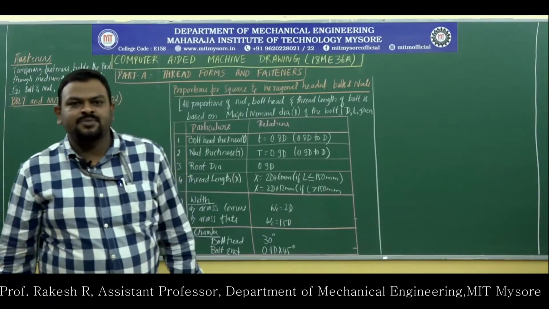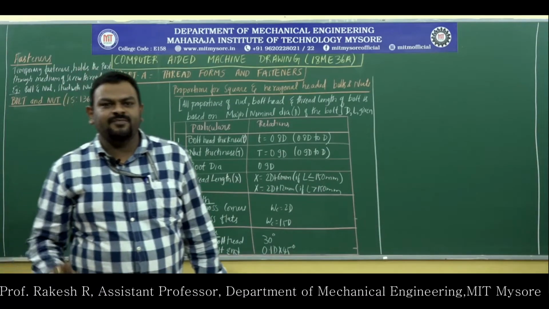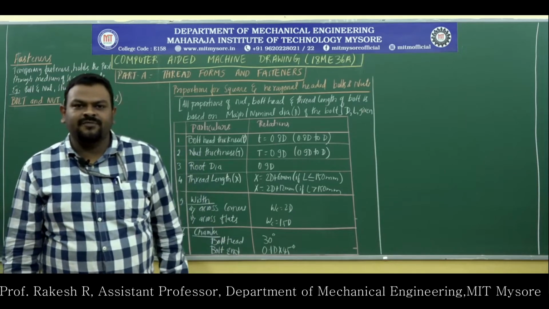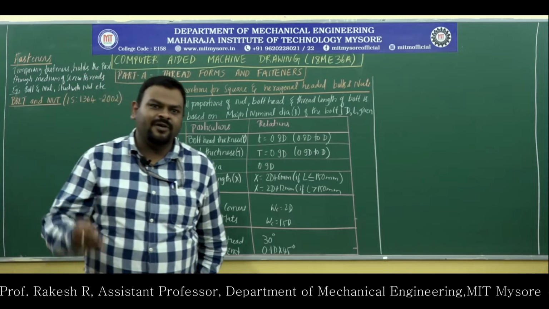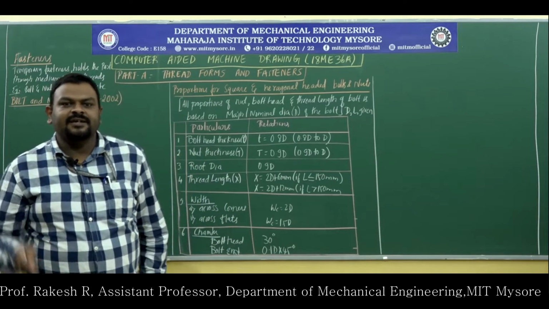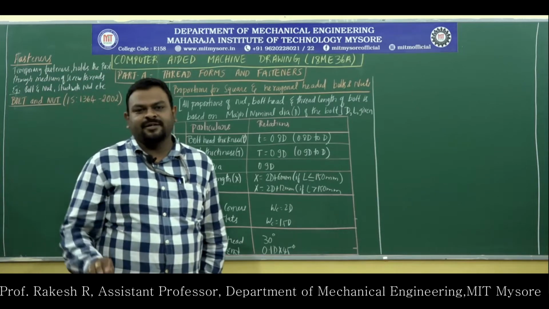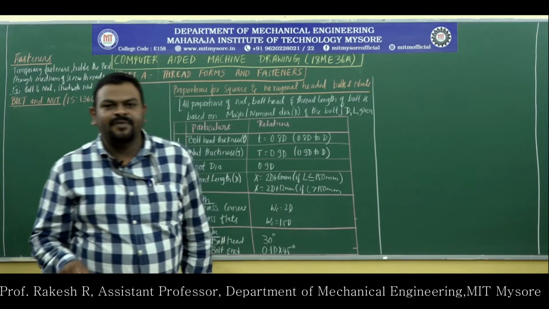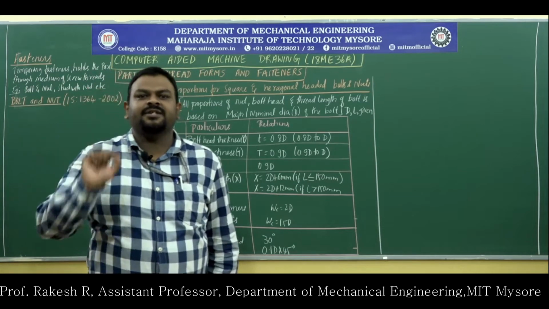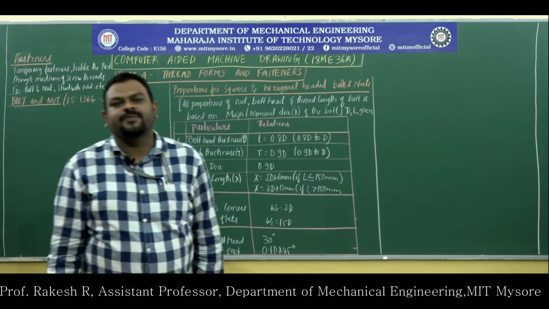So in the previous class, we discussed the thread forms and you have drawn the thread profiles of each thread. You have drawn for isometric thread, buttress thread, square thread and Sellers thread, etc. So you have to remember the nomenclature and also the relations pertaining to the thread forms.